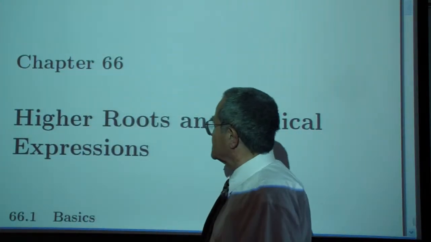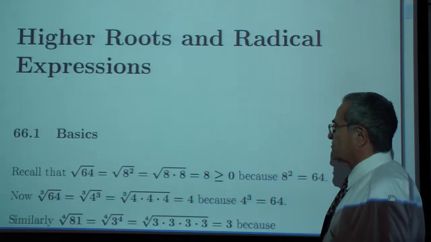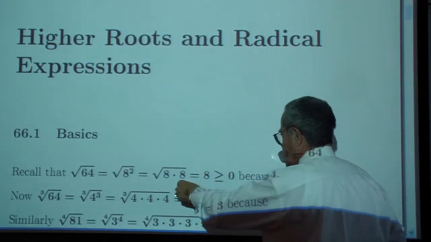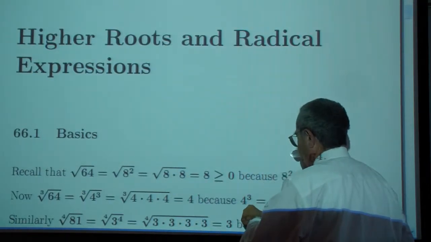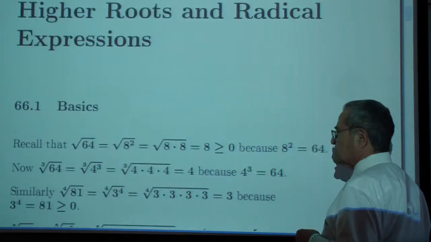Chapter 66, Higher Roots and Radical Expressions. The square root of 64 is 8 squared, 8 times 8. One factor of the pair comes out, and this is because 8 squared is 64.